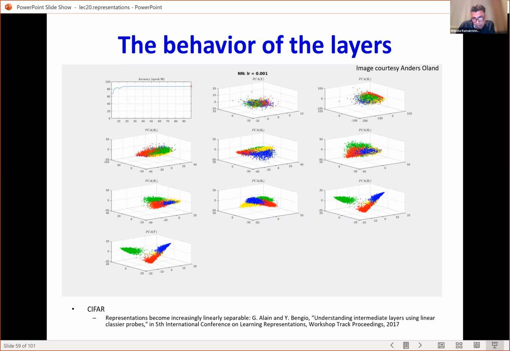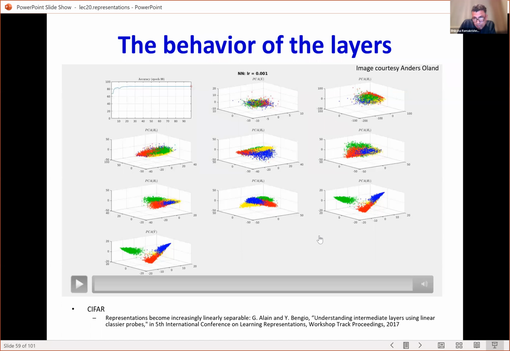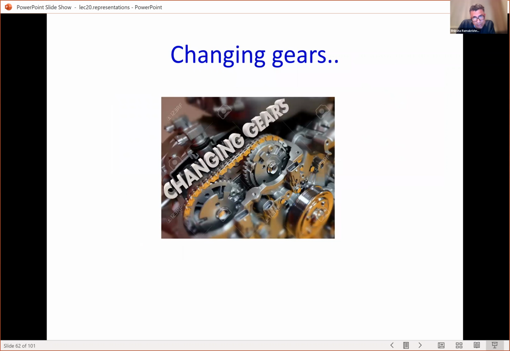So, questions, anyone? No. Okay. So we get an idea of what the network is doing, right? What the lower layers of the network are doing. Now let's change gears a bit, right?